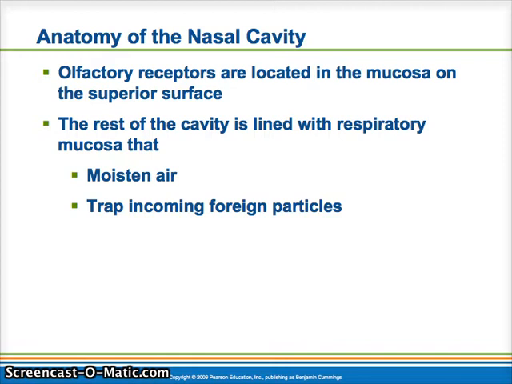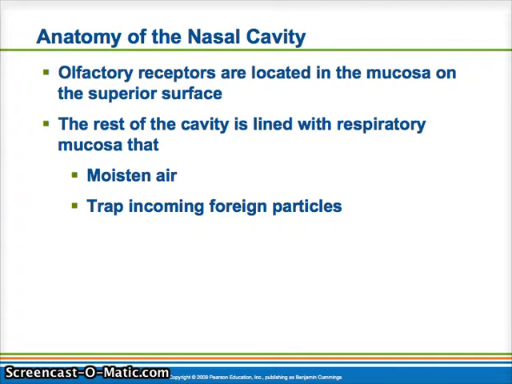This respiratory mucosa also contains cilia, which beat, and whenever there is any incoming particle trapped inside that mucosa, which could be bacteria or anything foreign getting in there, the cilia will beat and move it towards the back of the throat, which we then swallow and digest.